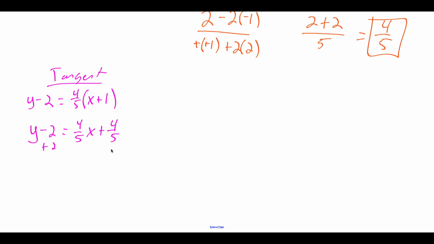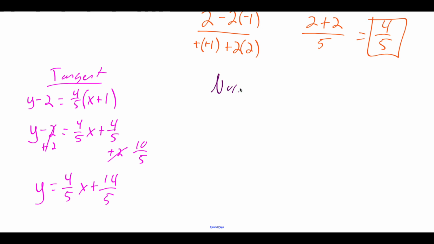I'm going to add that 2 over to the 4/5. Now when we do that, we're going to have to get common denominators. So 2 is really like 10/5. So I'm going to get y equals 4/5 x plus 14/5. So that's our tangent line. But then we also wanted to do the normal line.